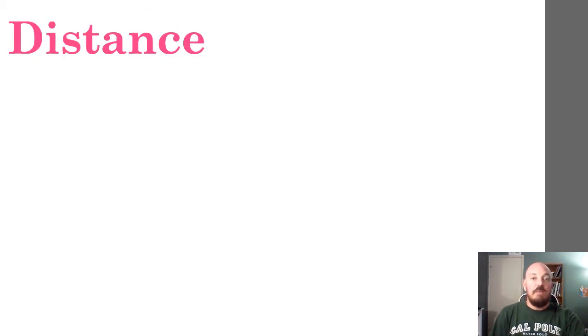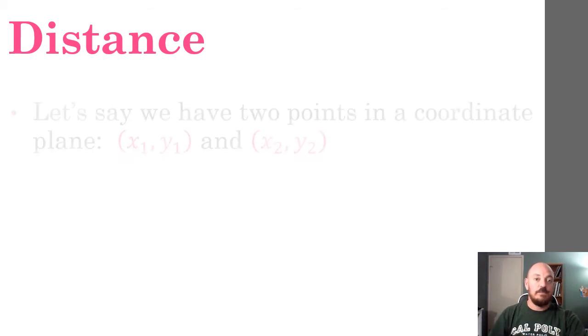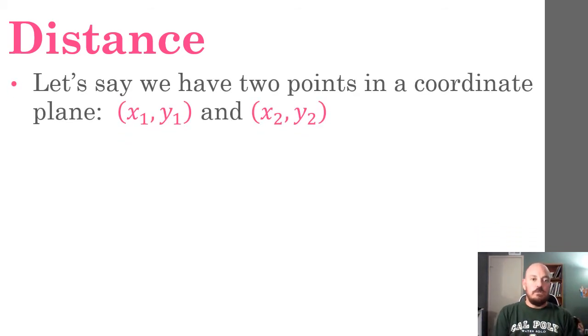Okay. So back to distance. Let's talk about not distance on a number line, but distance in a coordinate plane. So all of a sudden you have both x and y. So let's say we have 2 points in a coordinate plane. We're going to number them like we did when we were talking about slope. x1, y1 is the first point. x2, y2 is the second point.